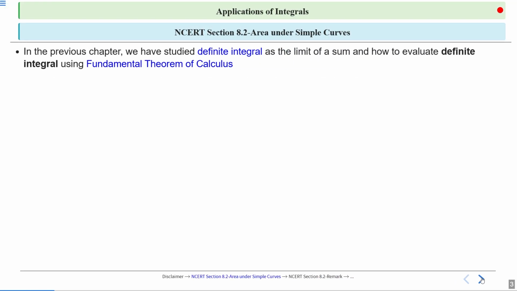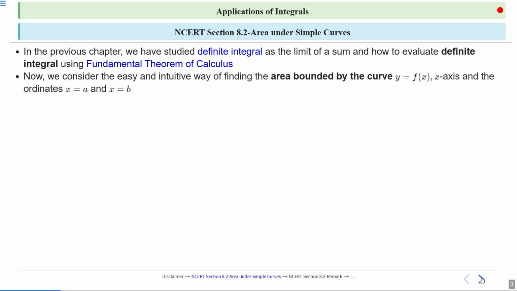So in this chapter, we have studied in the previous chapter, we already learned about definite integral as limit of sum and how to evaluate definite integral using fundamental theorem of calculus.